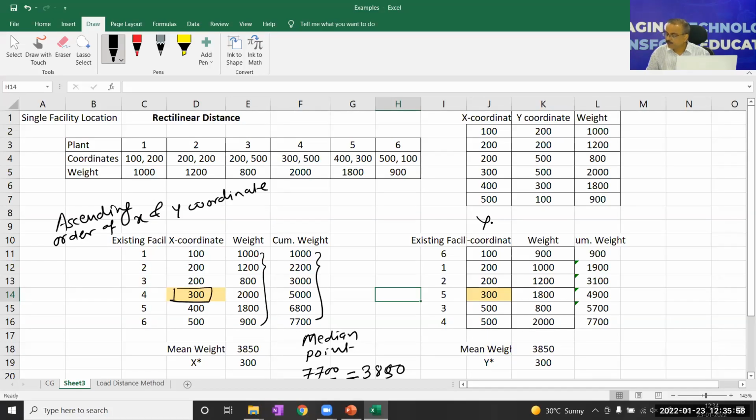So for the new facility, based on this rectilinear distance criteria, the new facility's X and Y coordinates can get to 300 and 300. So in this case, it may become a new location that you will be locating, or sometimes you will see that one of the existing facilities will become the new facility wherein you will locate the particular facility that you want to locate. So this is about the single facility location decision.